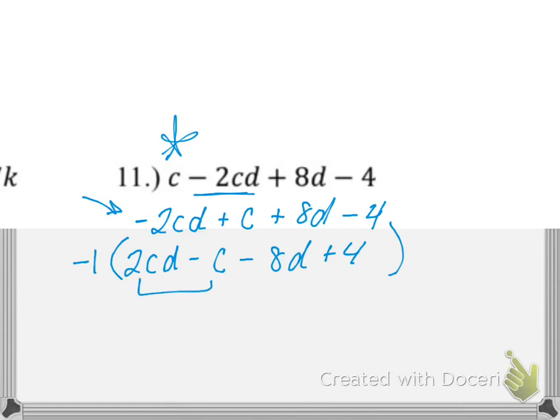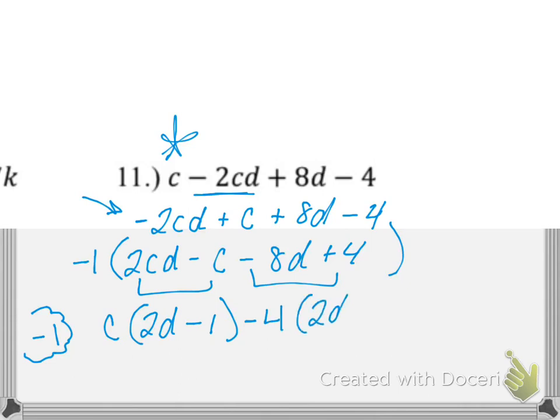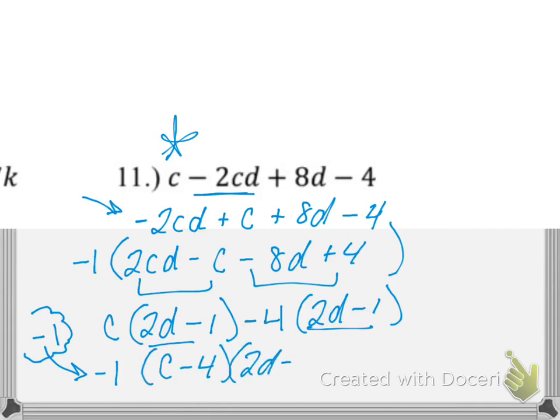So now I'll group the first two and the last two. So not forgetting that negative 1 that I took out. Just kind of leave it on the side. Don't forget about me. Okay, so from the first group, I'll take out a c. That leaves me with 2d minus 1. And from the second group, I'll take out a negative 4. That leaves me with 2d minus 1. So I know I've done this correctly because these are the same. And so my final answer, not forgetting about the negative 1 I took out in the beginning, is c minus 4 and 2d minus 1. So this whole thing would be my answer.